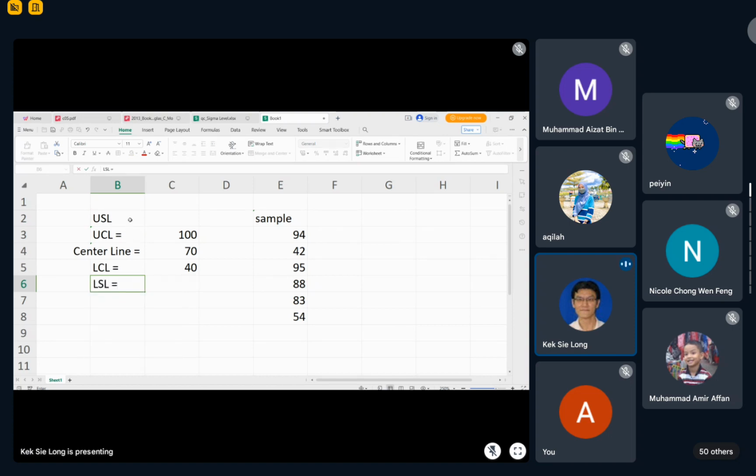If I have a specification, an upper specification limit and a lower specification limit, then this upper specification limit, the value USL, should be greater than UCL. So let's say 110, and this one 30.